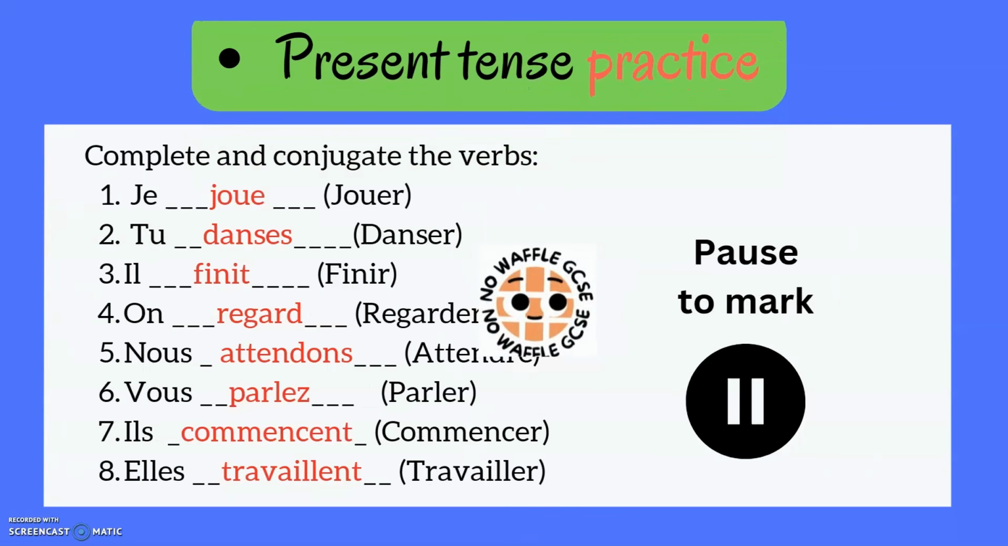So here you can see it's je joue for ER verbs. For je, it would just be the ending E. Tu danses, because for ER verbs for tu, it ends in ES. For finir, il, it's IT. On regarde is just without any ER. Nous attendons for attendre. Vous parlez, but you don't say the Z for parler. Ils commencent for commencer. And elles travaillent for travailler. So it's also important to note that you don't say this part of the verb here and this part of the verb. So the ENT, they're silent.